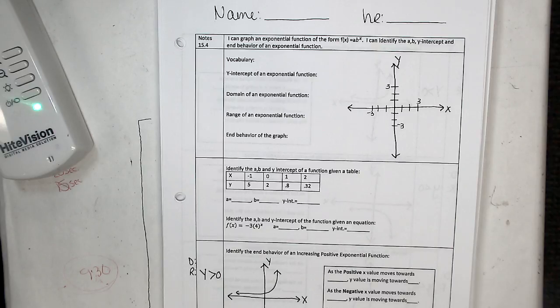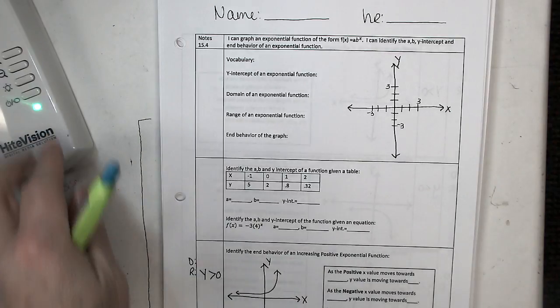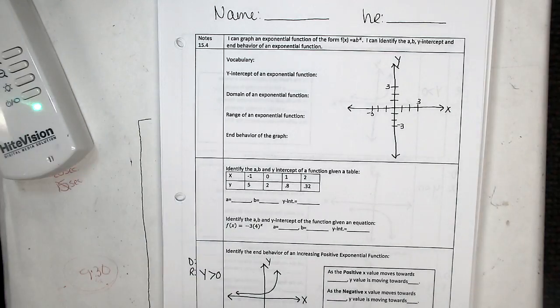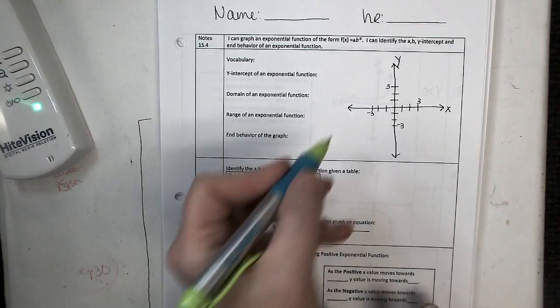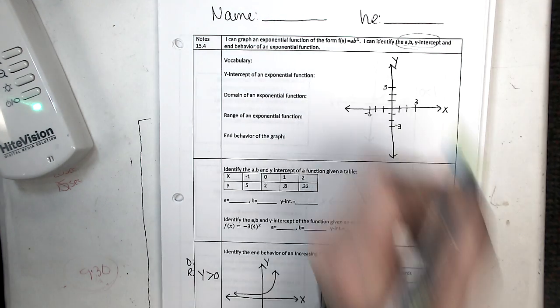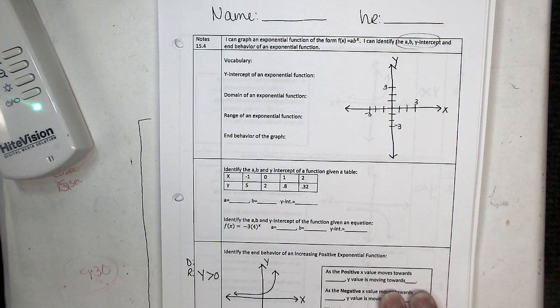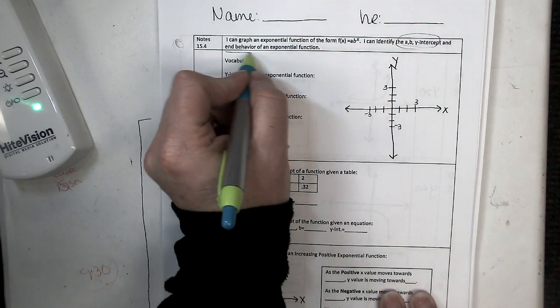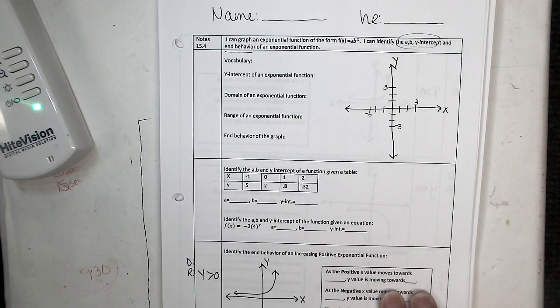Where we're going to spend our time is on the second concept, which is I can identify the a, the b, the y-intercept, and the end behavior. This is the new part right here, the end behavior of an exponential function. So I'm going to break it down in parts. The first part is about these three things, which are not going to be that bad because we've done those before. And then we'll spend most of our time on the end behavior. Okay, so first the vocab.